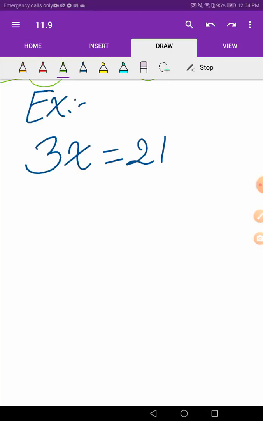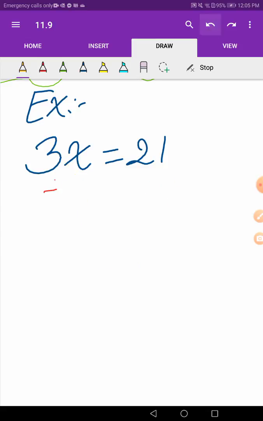So, to get the value of x, we need to undo this multiplication by 3. So, I'll divide by 3 on this first side and the same on the second side. So we have here 3 divided by 3, which equals 1. What do I have here? I have x by itself. While on the second side, we have 21 divided by 3, which is 7. Please check, is 3 times 7 equal to 21? Yes, it is.